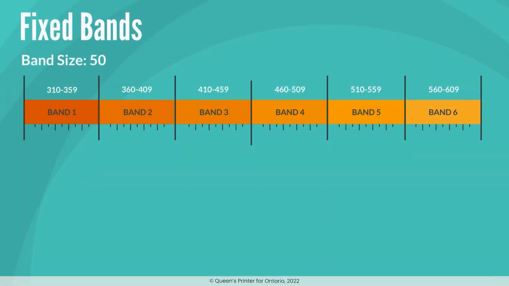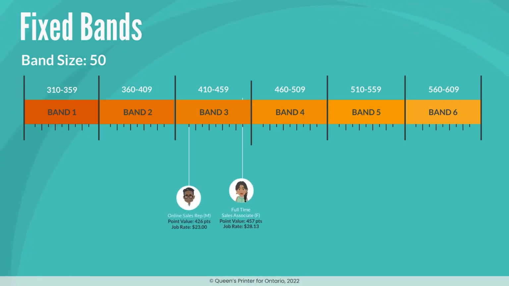For example, in the case of upcycled fashion, the full-time sales associate job class is in the same fixed band as the online sales rep job class. These two classes are 31 points apart, but within the same fixed band of 410 to 459 points. Since the job rate for the full-time sales associate class is higher than the male comparator within that same fixed band, no pay equity adjustment is owed to anyone in the full-time sales associate class.